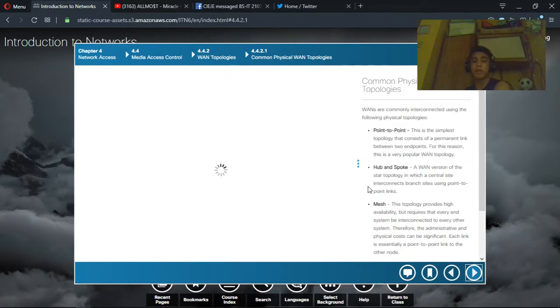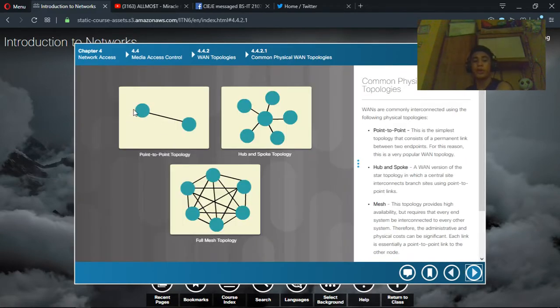Then the common physical topologies. The first one is point to point, the simplest, which consists of a permanent link between two endpoints. The next is hub and spoke, with one device in the middle, and all of the other devices are connected to the middle, to a central site.